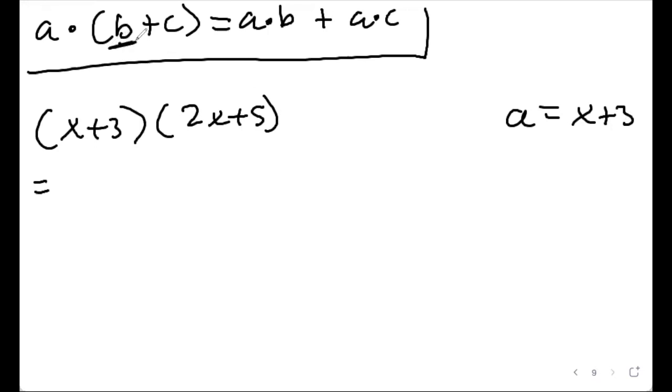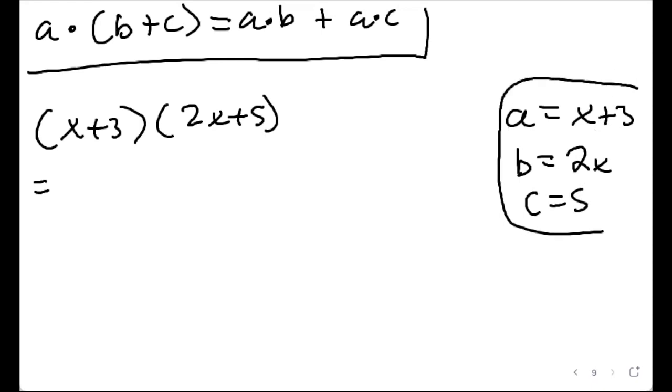And instead of having b, we have 2x. So b is 2x for our specific problem. And then instead of having c, we have 5. So c is 5 for our specific problem. And the formula tells us the answer. This is like the generic answer. So a times b plus a times c. Now, wait a minute. What is a? A is x plus 3 for our specific problem.